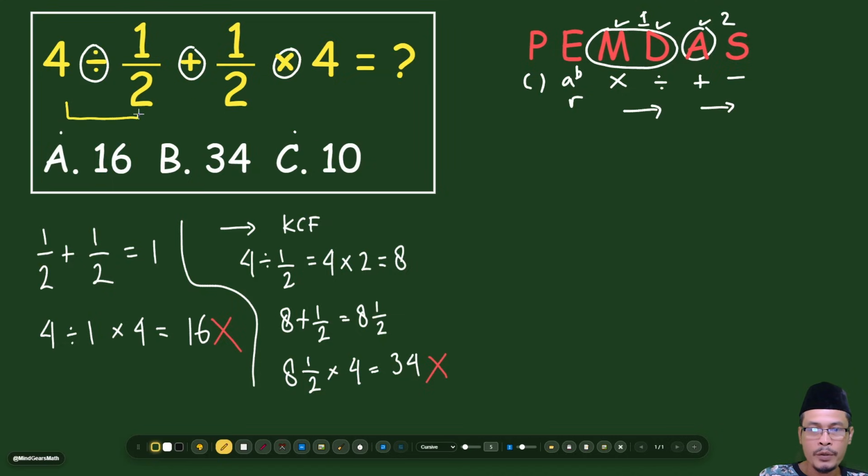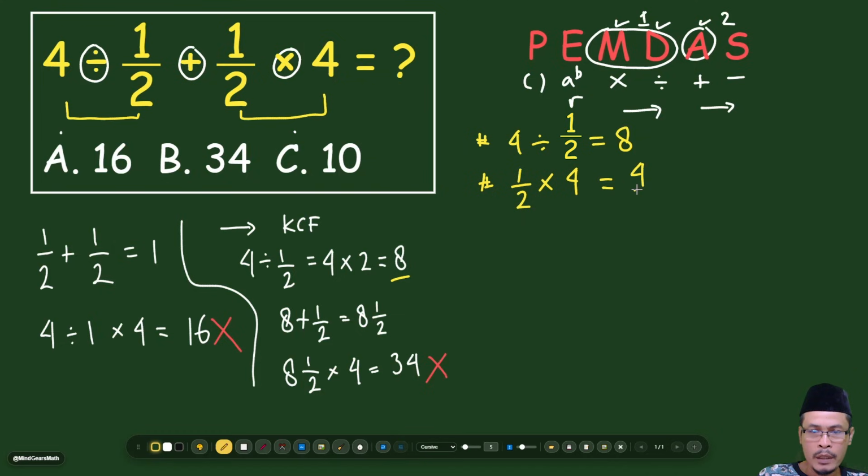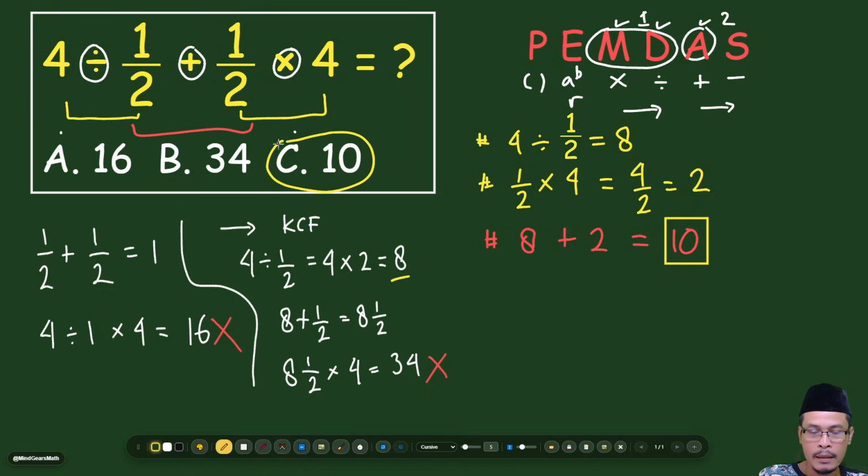So 4 divided by a half is 8. Remember, dividing by a half is the same as multiplying by 2. Multiplication: a half times 4 is 2. And now we can perform 8 plus 2, which equals 10. So the answer is C.